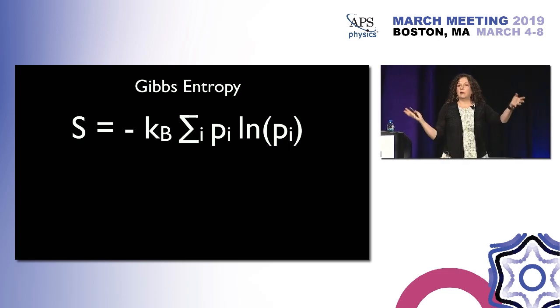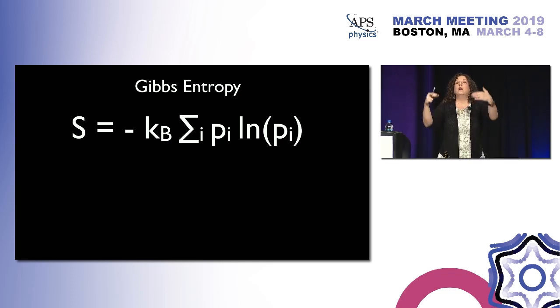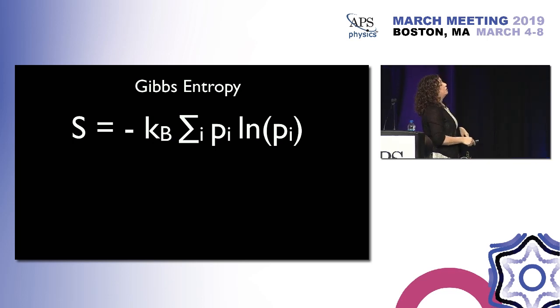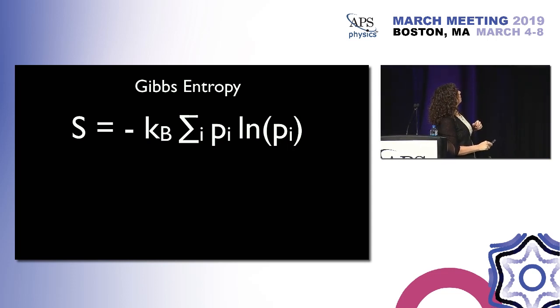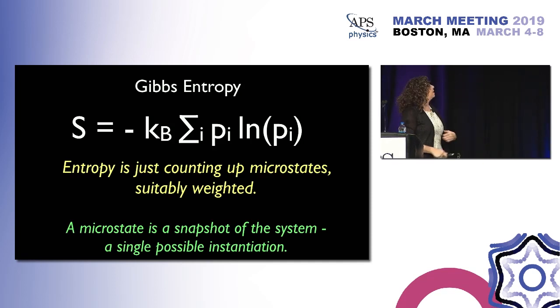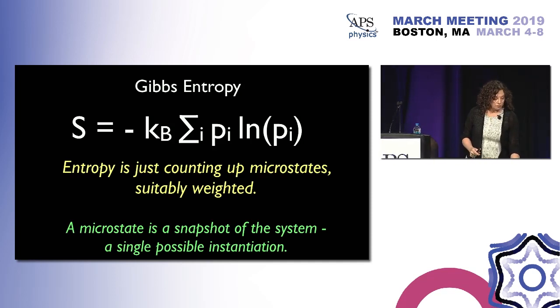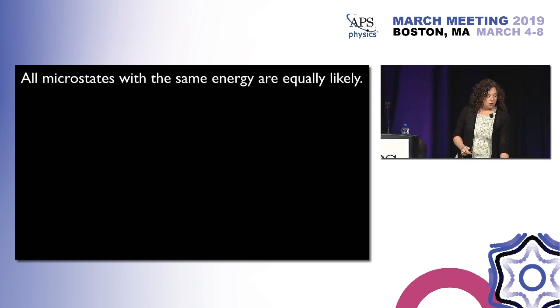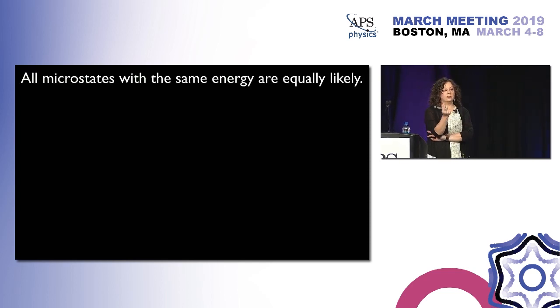And as you know, not all the microstates in this room right now are equally likely. Right? It's not equally likely that you would all be sitting in the front. So some of these microstates are weighted differently, and that's what these p_i's are. If you simply know the weight of a microstate and take the log, multiply it by the probability, and add them all up, that is what the entropy is of a system. It's just counting up the microstates suitably weighted. Okay, so all microstates with the same energy are equally likely. This is what we learn in statistical thermodynamics 101.